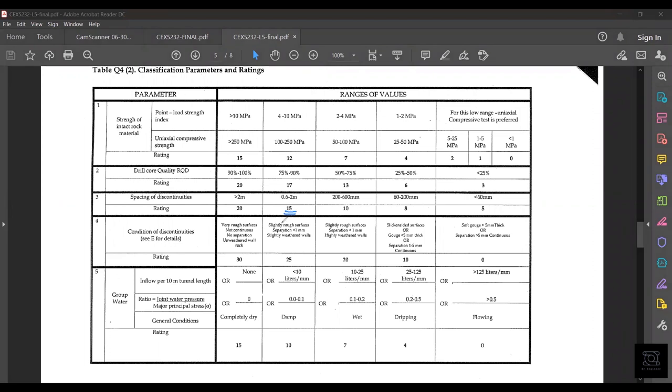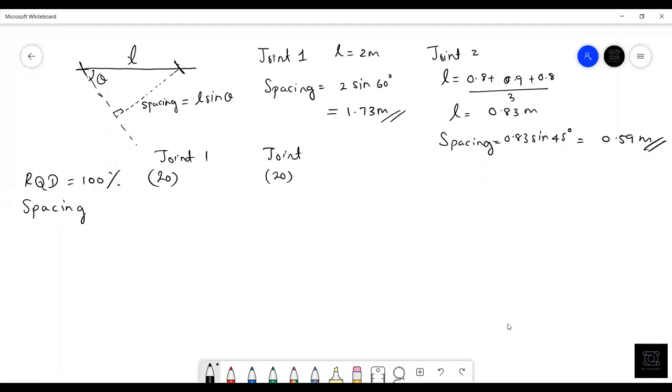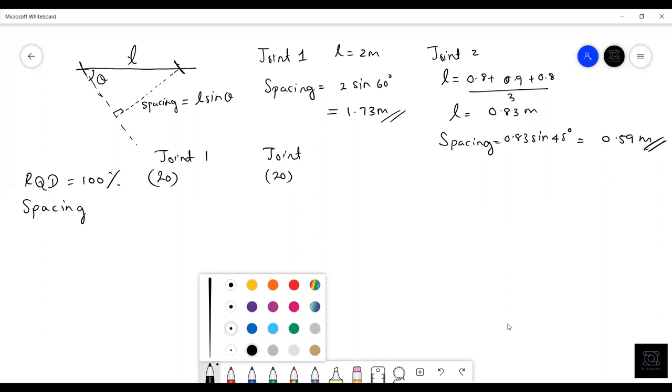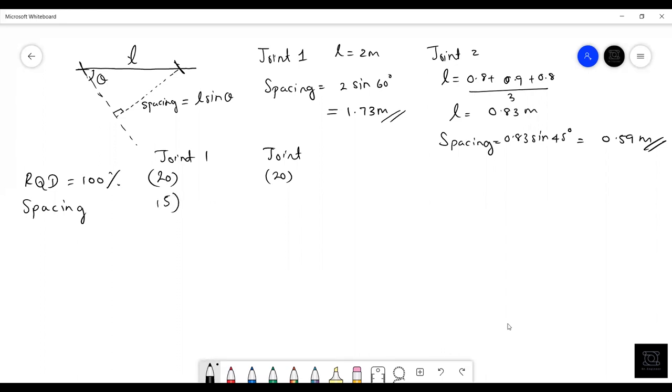And for the next, it's 0.59, which means nearly 590 millimeters. So for the second one, the joint spacing rating is 10. So 15 and 10. If you go to the whiteboard, here for spacing, it is 15 for joint one, and for joint two, 10.